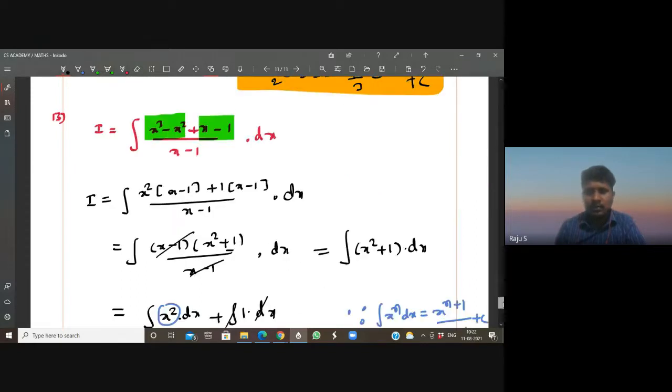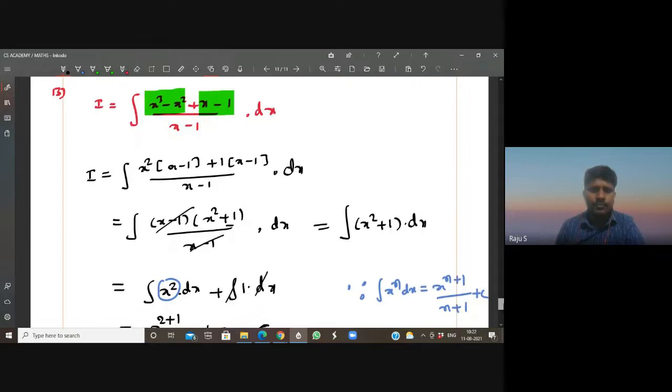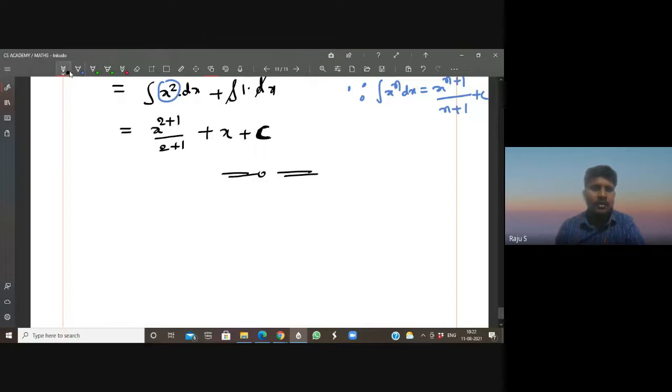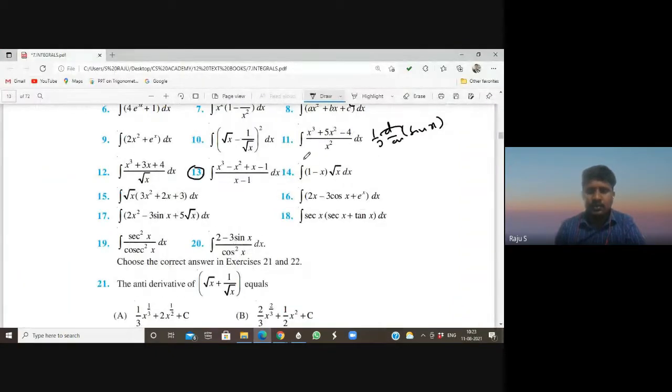Any doubts, students? It's a simple question. In the first two terms I have taken x square, and in the last two terms I am taking one as common. I have done like this. Next, this you can try, multiply.